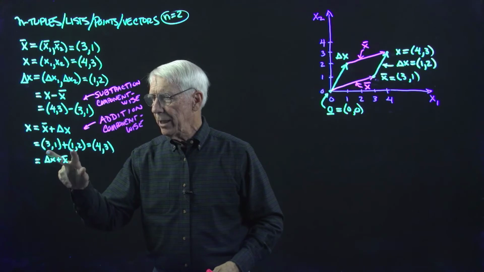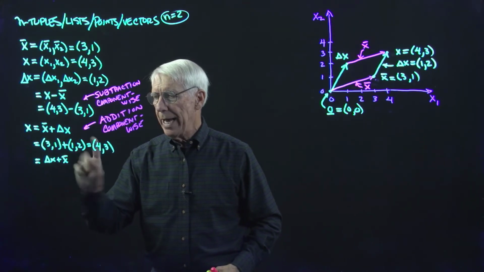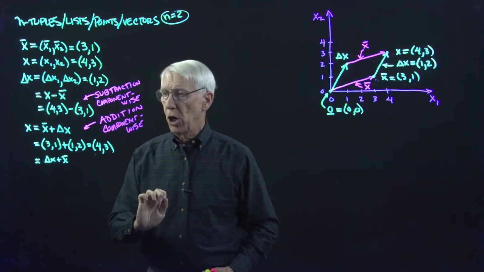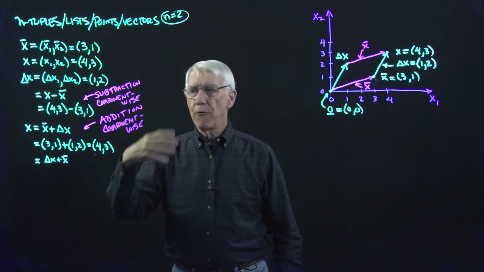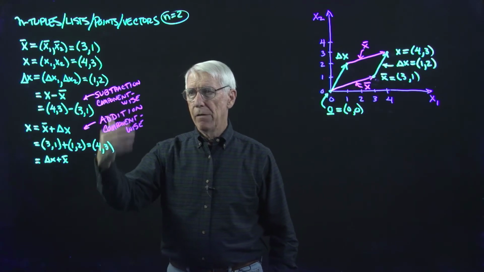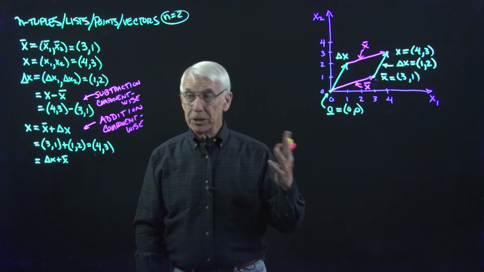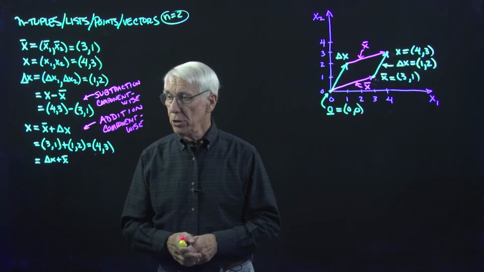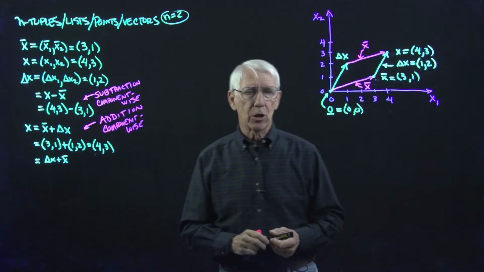I took 3 and 1, the two first components, added them to get 4, 1 and 2, added them to get 3. So what we want to do now is actually write down a formal definition of adding vectors and, of course, multiplying vectors by numbers too. And in fact, let me even do that over here very quickly.